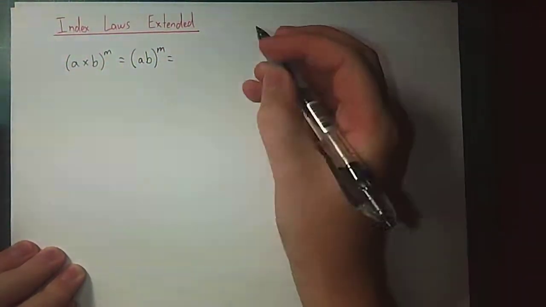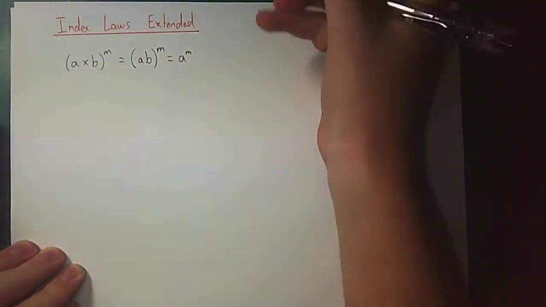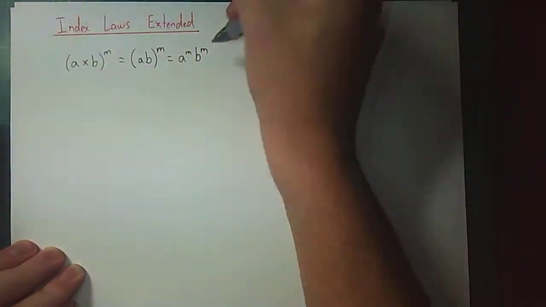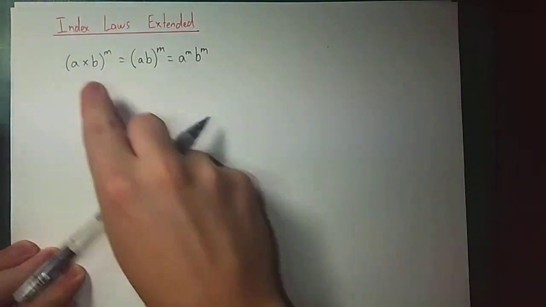What this means is that the first number, a, is to this power, the power of m, and so is the b. They're both to the power of m. So not only does this work for multiplying, it also works for dividing.